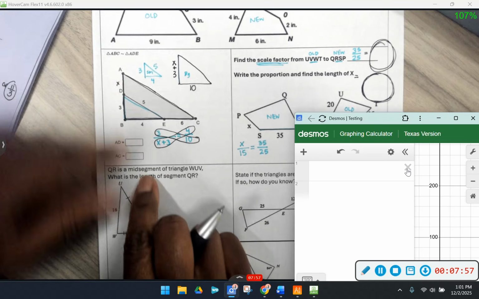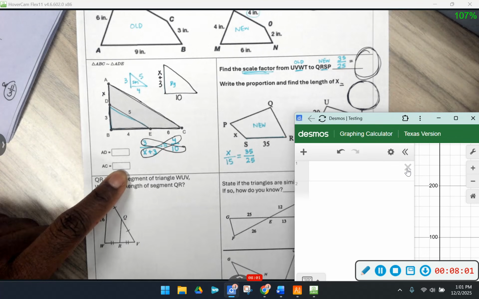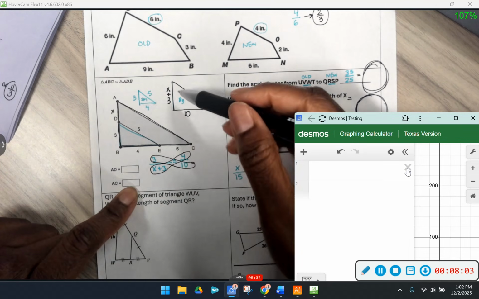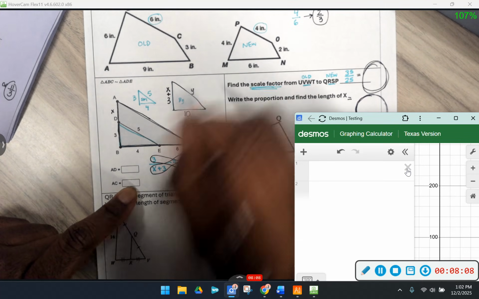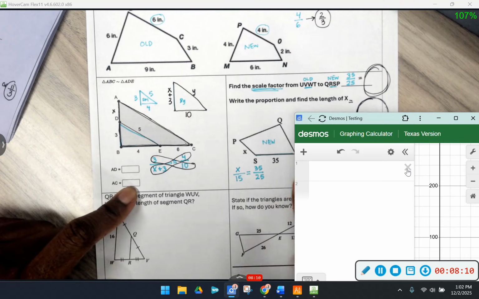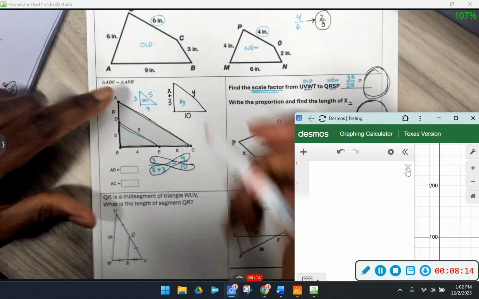Okay. Now to find AC, you might need a little extra room for AC because notice AC is this piece right here. I'm going to call it Y because I already called the other one X. Okay. So for AC, we're going to have to set up another proportion. I'll use a different color marker.